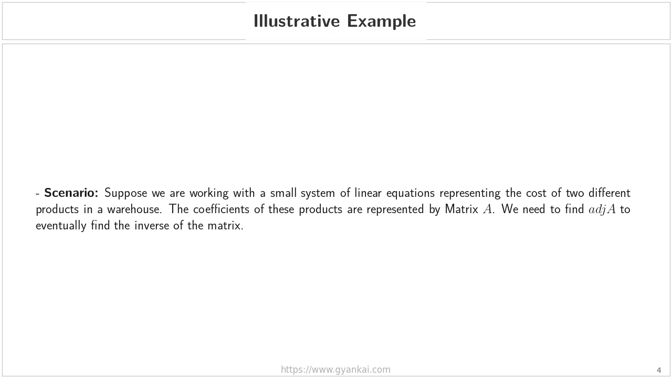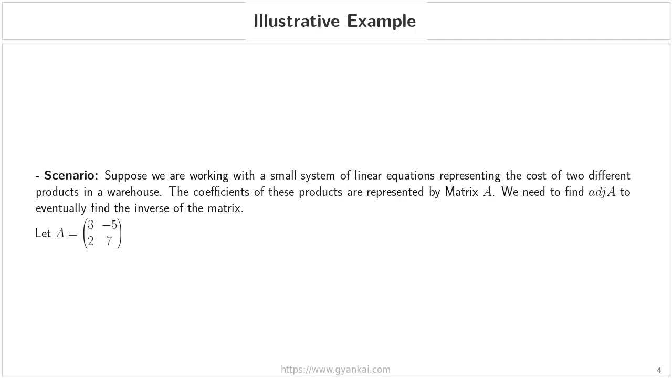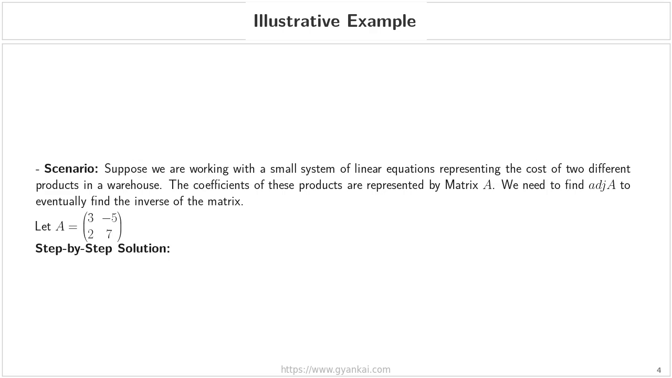As we discussed in the previous slides, we often need to find the adjoint of a matrix as a crucial step toward finding its inverse. Let's look at our specific matrix. Matrix A, which is a 2x2 matrix where the first row contains 3 and -5, and the second row contains 2 and 7. Let's solve this step by step, using the procedure we just learned.